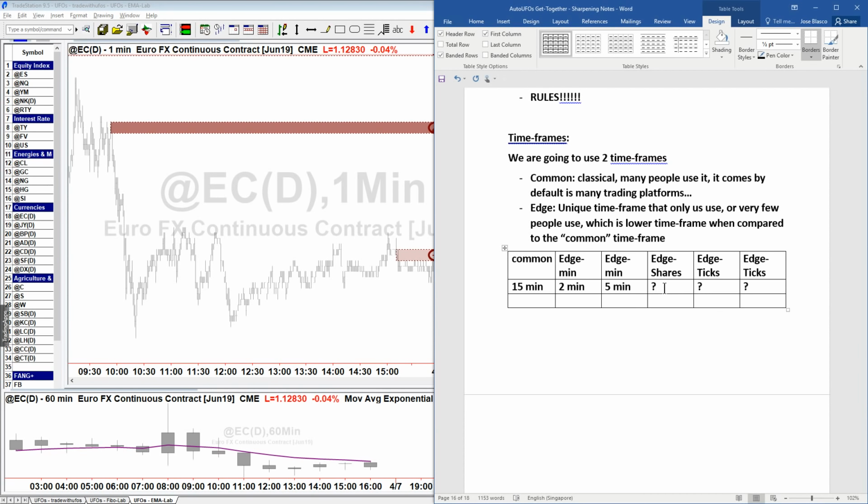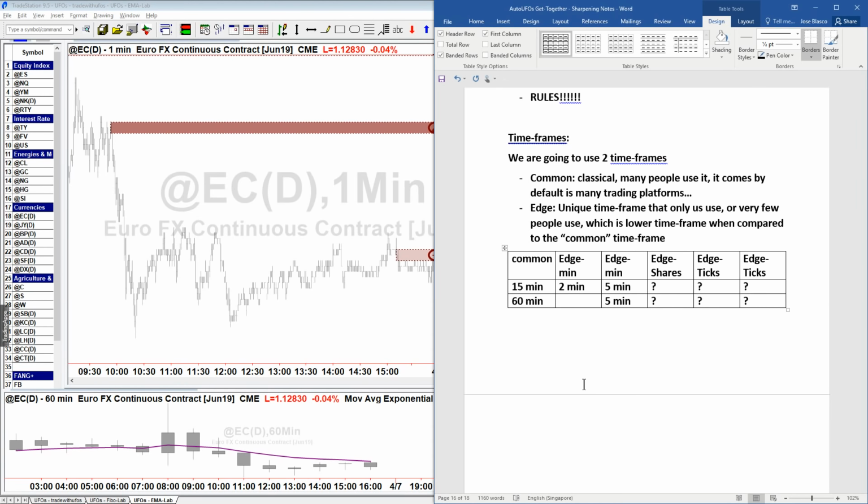Realistically, if you don't have the 2, I would say you probably should not do that, and you should go for the next combination, which is going to be 60 minutes. And we have been looking at the 5 if you don't have any other time frame. So that would be valid.